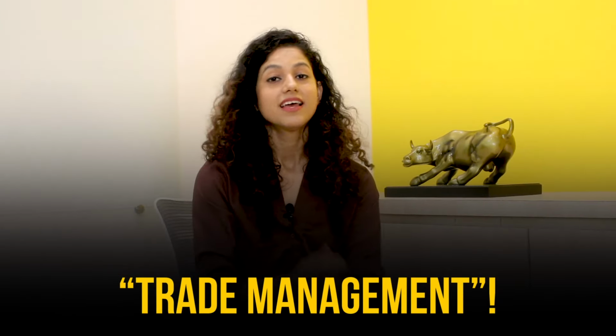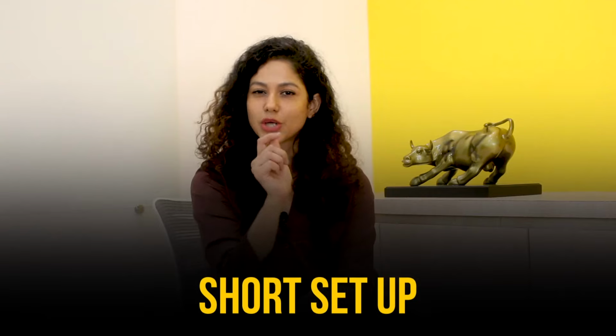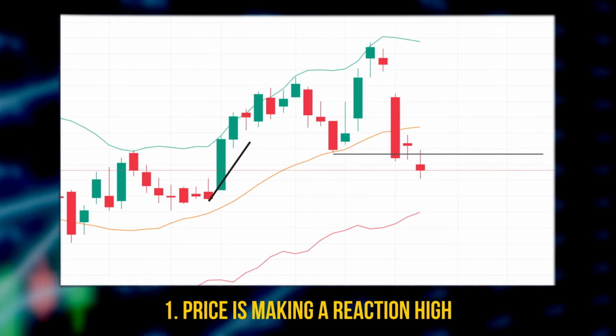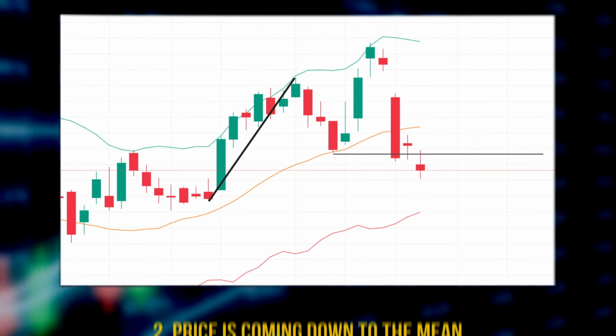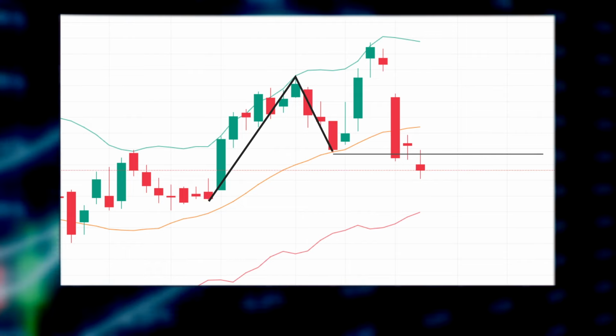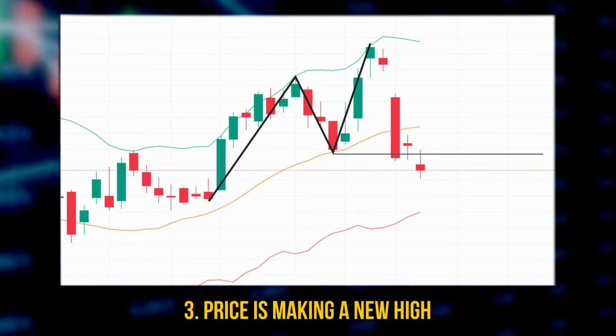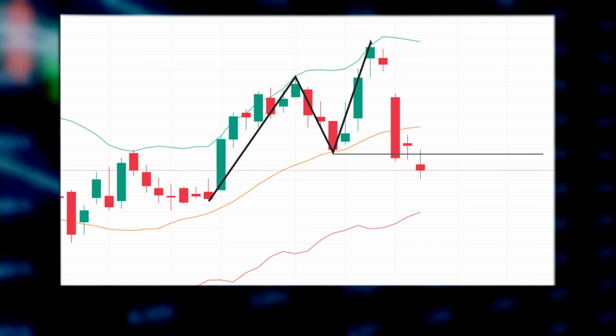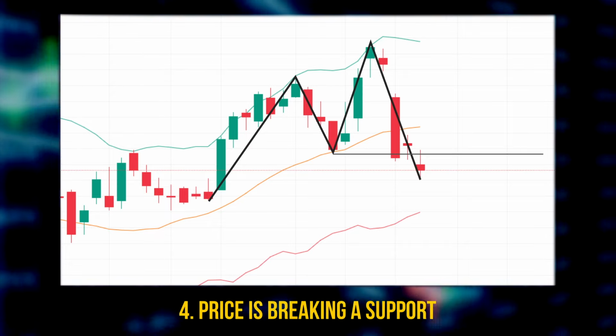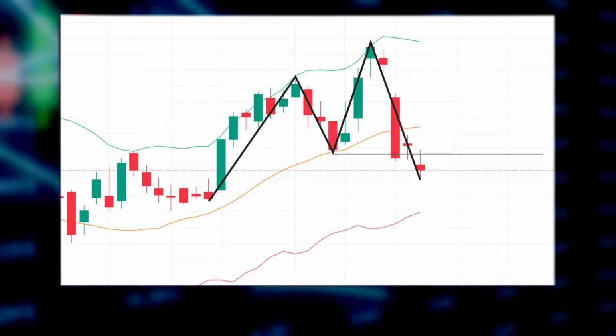Maybe we'll have a separate piece on trade management. Now, the same steps could be followed in exactly the reverse manner for a short setup. Let's quickly review the steps for a short setup. Price is making a reaction high. Price is coming down to the mean. Price is making a new high higher than the reaction high. Price is breaking a support. This is how the M top would look.